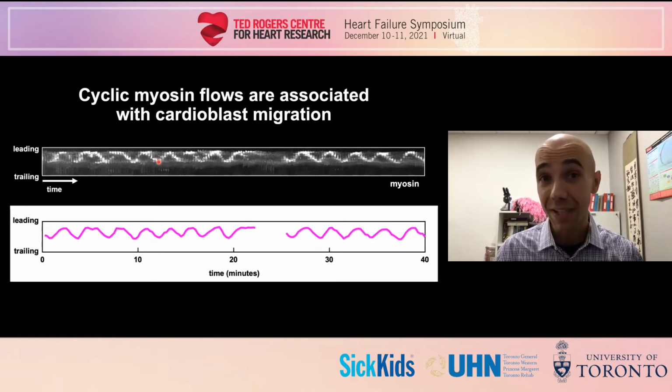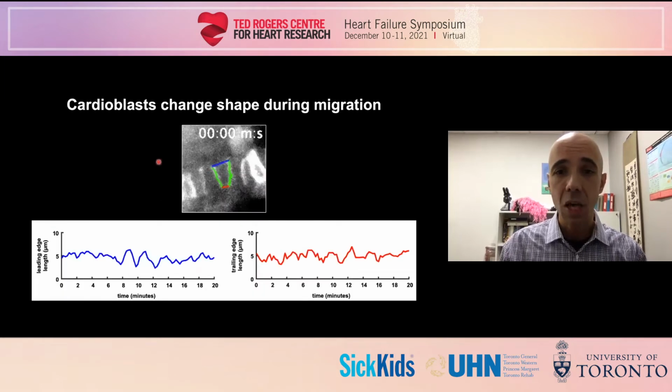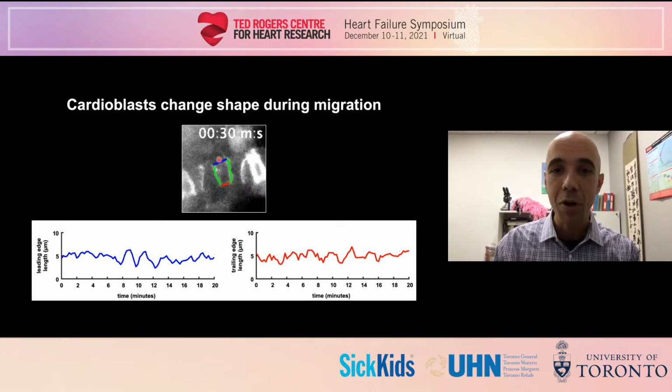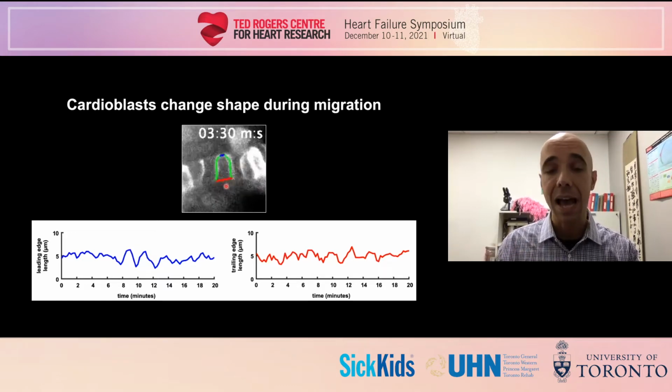To try to understand that, we looked at cell shape changes as cardioblasts migrate. And to do that, we expressed a fluorescent reporter of cell-cell contacts, specifically in the cardioblasts. And that allows us to reconstruct the entire shape of the cell. And when we did that, what we found is that indeed, there are very dramatic cell shape changes that the cardioblasts undergo as they move, with this periodic contraction of both the front and the back of the cell, the leading and the trailing edges.